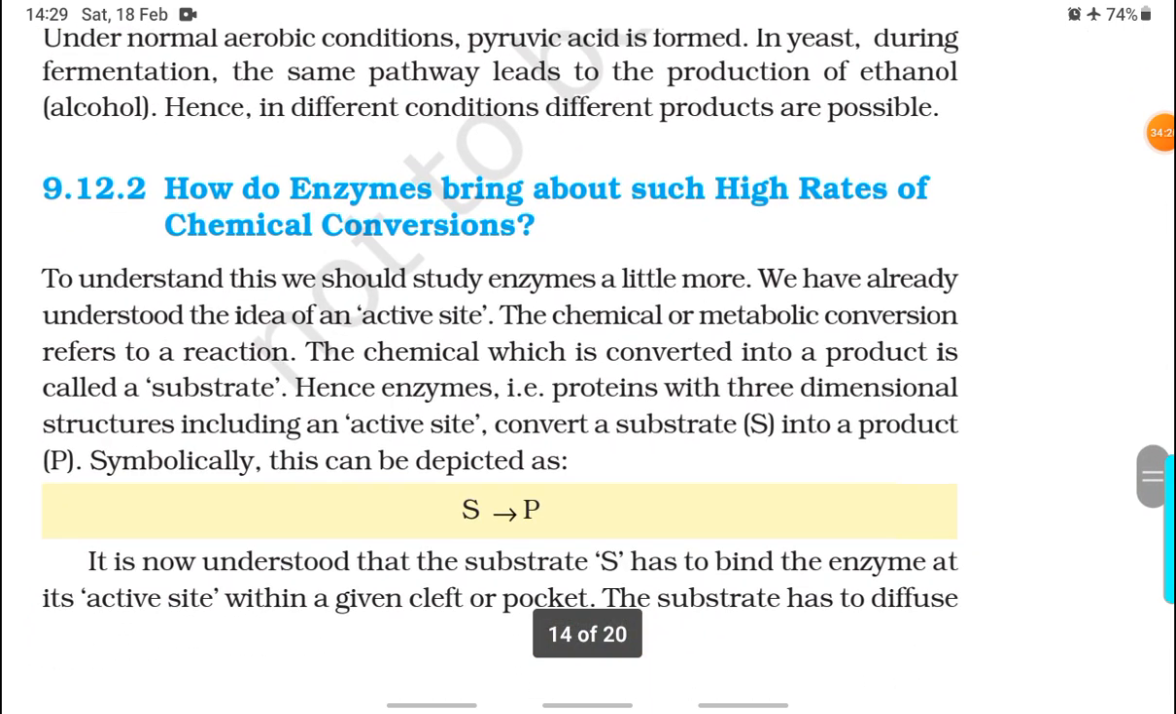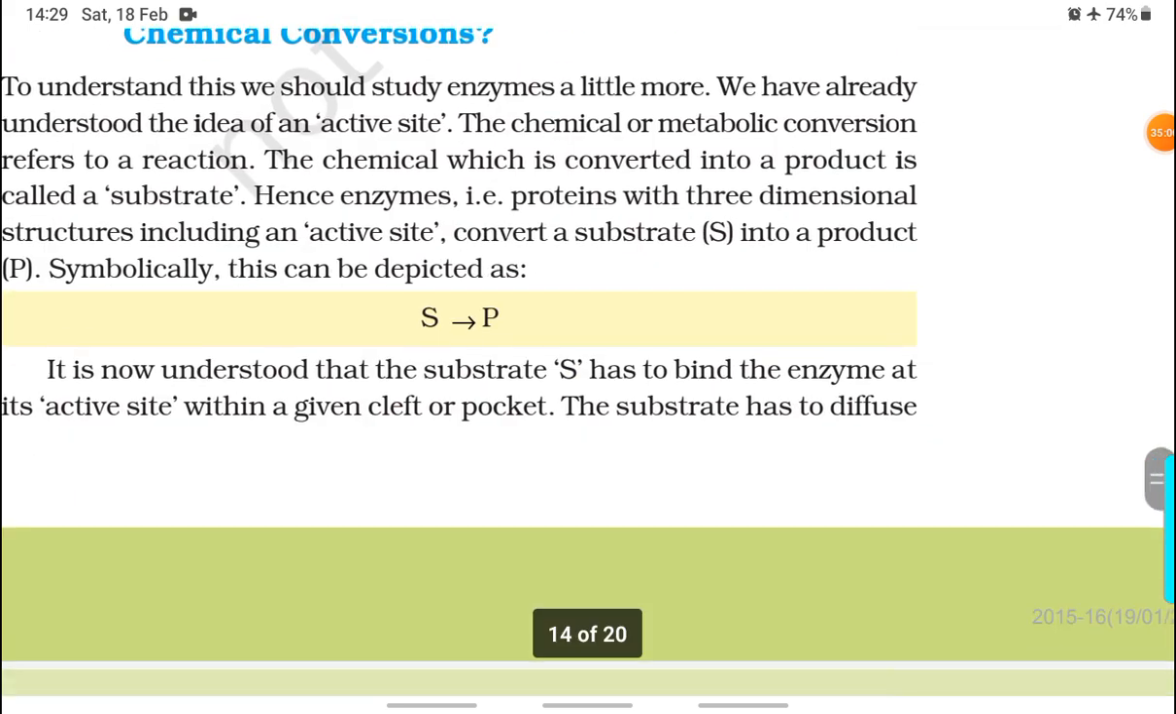How do enzymes bring about such high rates of chemical conversion? To understand this, we should study enzymes a little more. We have already understood the idea of an active site. The chemical or metabolic conversion refers to a reaction. The chemical which is converted into a product is called a substrate. Hence, enzymes, that is proteins with three-dimensional structures including an active site, convert a substrate S into a product P. This can be depicted as S gives P.